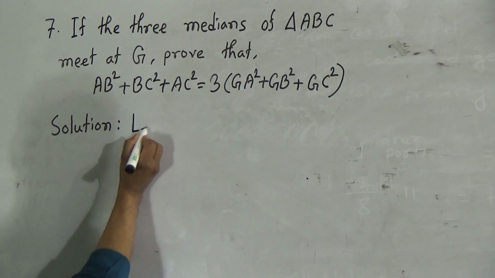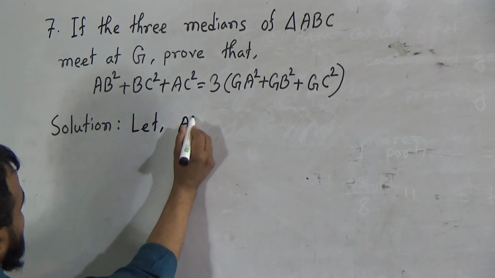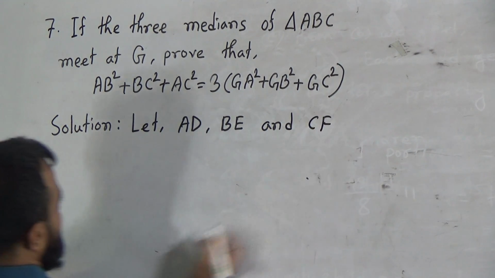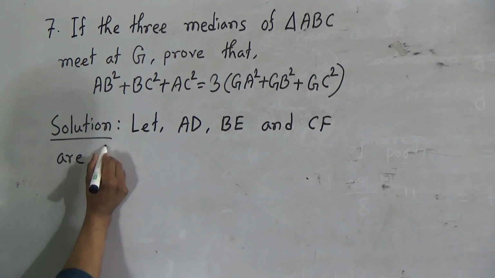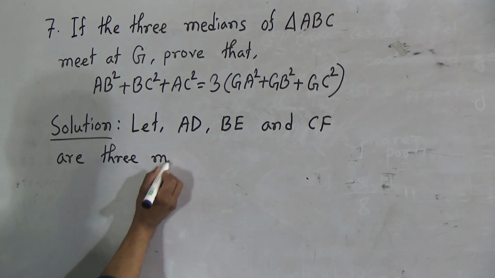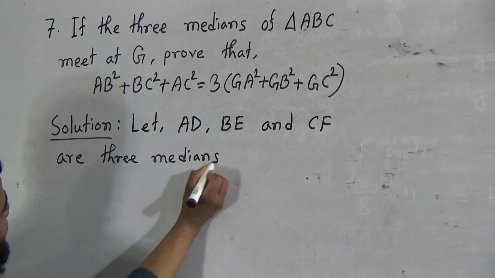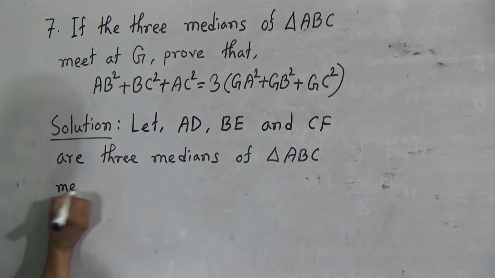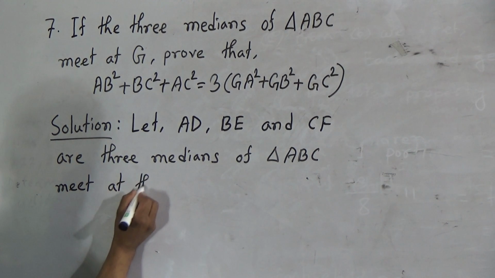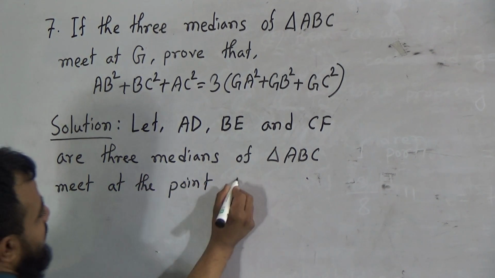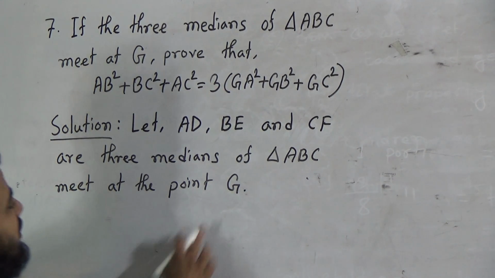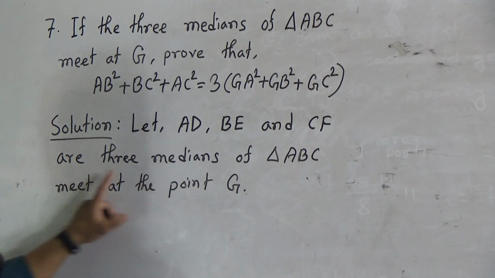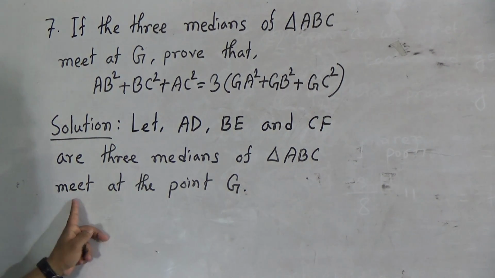Let AD, BE and CF be three medians of triangle ABC meeting at the point G. So G will be the centroid.